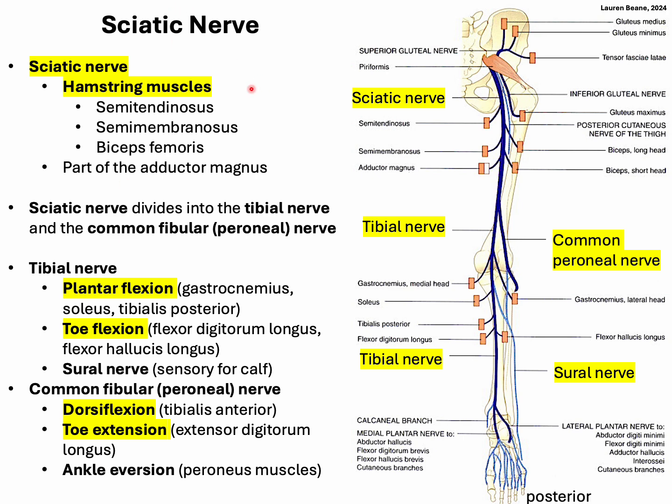Elaborating on the sciatic nerve, as I mentioned, innervating the hamstrings, it divides into the tibial nerve and common fibular nerve or peroneal nerve. Those two nerves then do a lot of different things, but really to summarize, the tibial nerve allows for plantar flexion because it innervates the gastrocnemius, the soleus, tibialis posterior, along with toe flexion. Common fibular or peroneal allows for dorsiflexion and toe extension, along with ankle eversion. So notice how they're really controlling the opposite muscles, doing the opposite functions here.